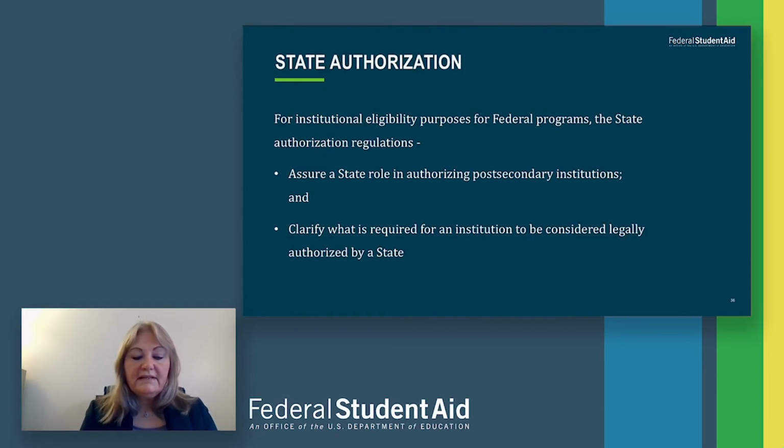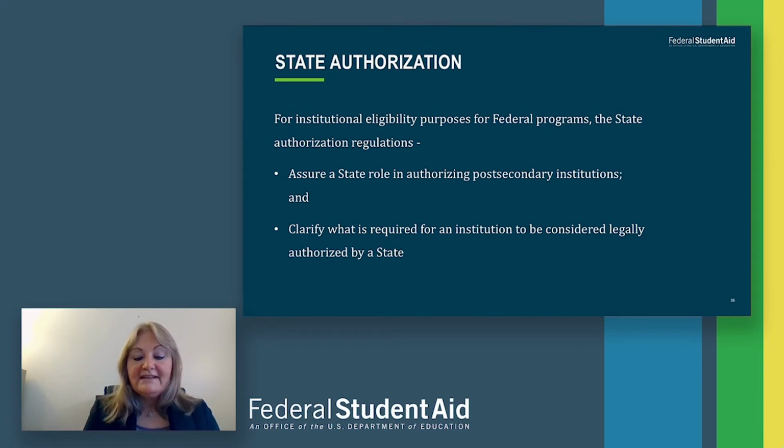So what are these regulations doing? For institutional eligibility purposes for federal programs, the state authorization regulations assure a state role in authorizing post-secondary institutions and clarify what is required for an institution to be considered legally authorized by a state. Let's talk about this first point a bit, about assuring the state role in authorizing post-secondary institutions.